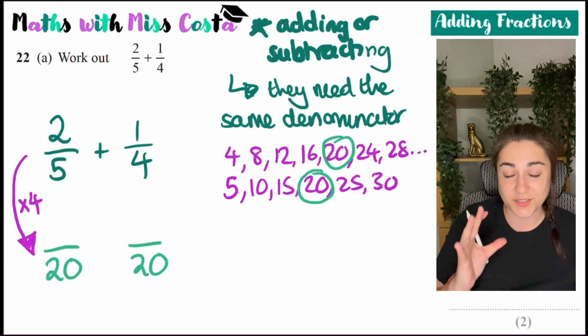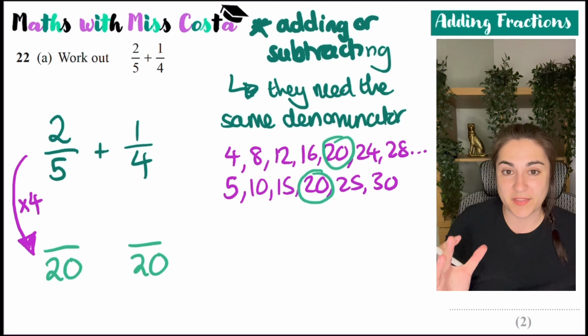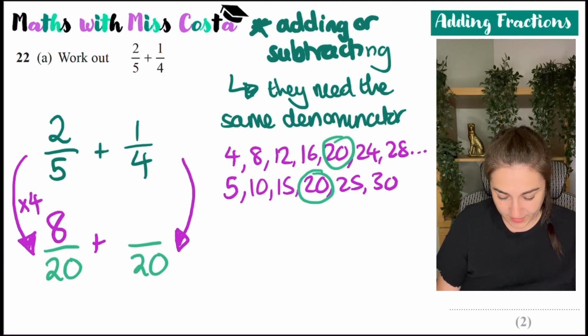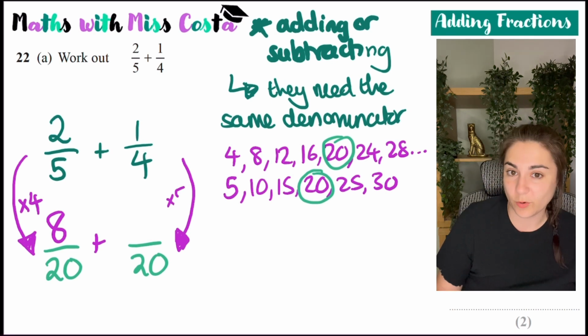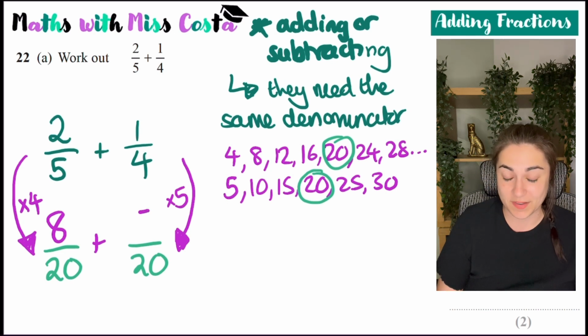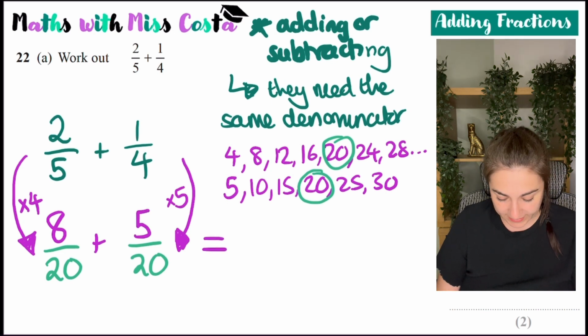So to keep the fraction equivalent, I need to multiply the numerator by 4 as well. And 2 times 4 is 8. Then with the other fraction, I do exactly the same. What have I multiplied 4 by to get to 20? I multiplied by 5, so I do the same with the numerator. 1 times 5 is 5.